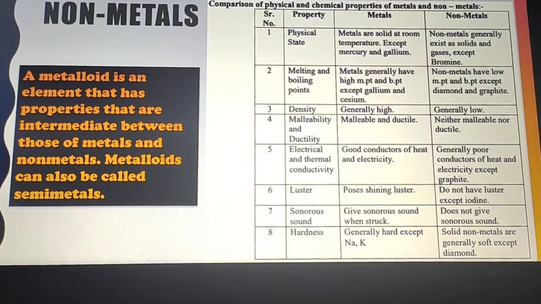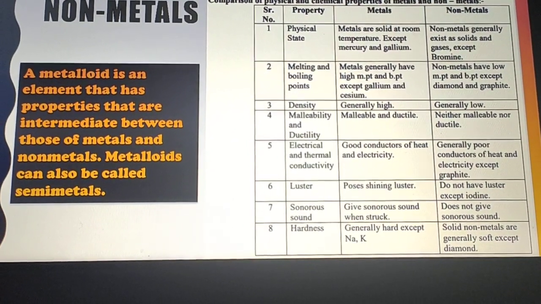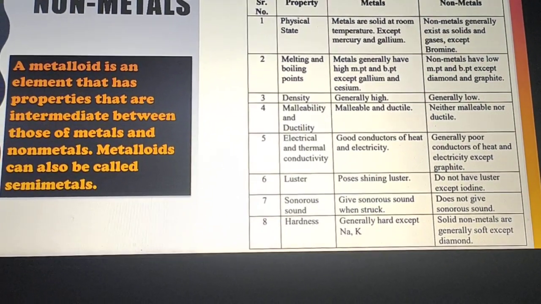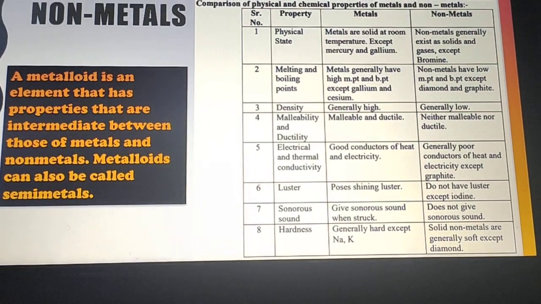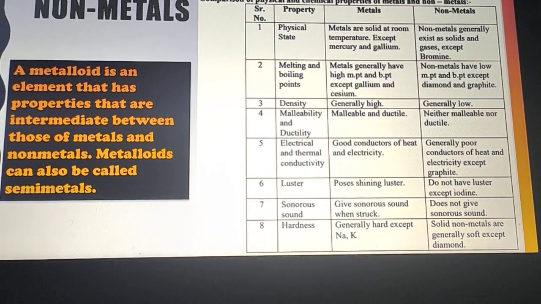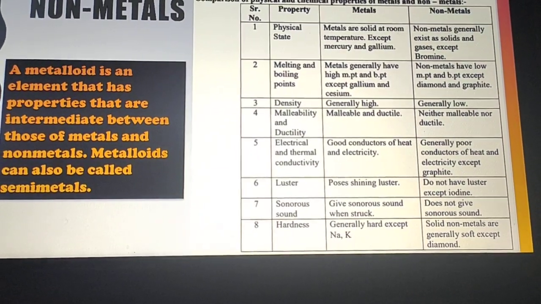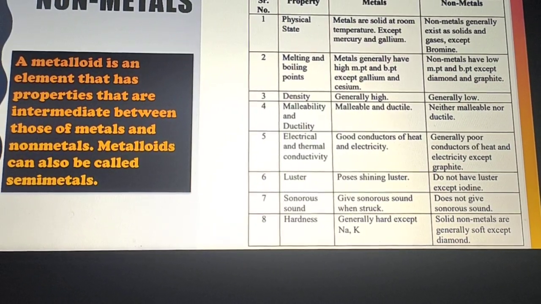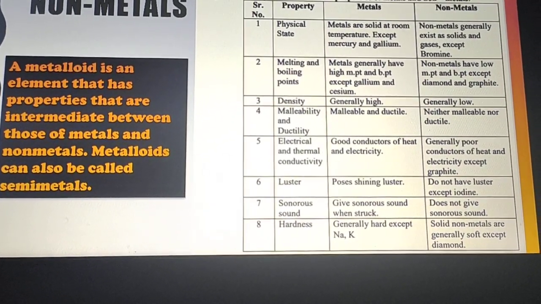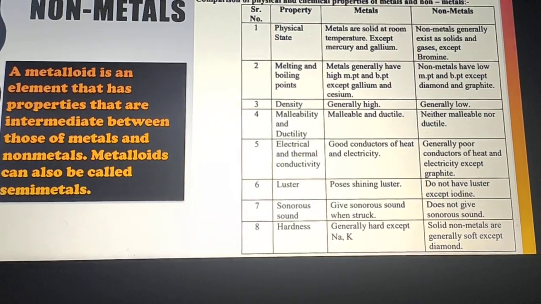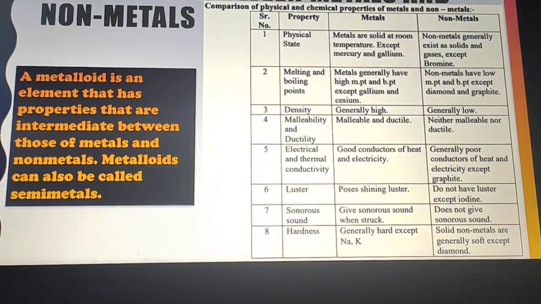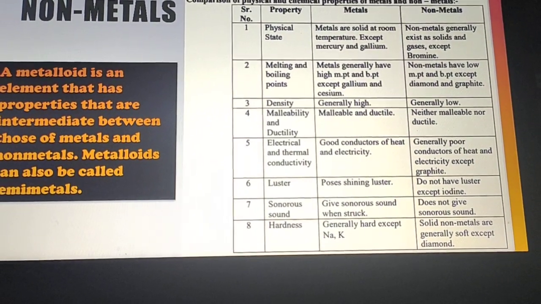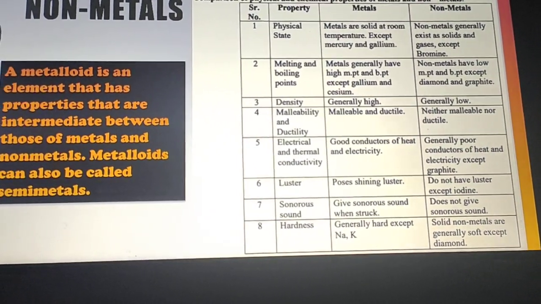Electrical and thermal conductivity. Metals are good conductors of heat and electricity. Non-metals are generally poor conductors of heat and electricity except graphite. Lustrous means shininess. Metals possess shining luster and non-metals do not have luster except iodine. So iodine is the only non-metal having lustrous property. Sonorous: metals give a sonorous sound when struck, non-metals do not. Hardness: metals are generally hard except sodium and potassium, both soft and highly reactive metals that can be cut with a knife. Solid non-metals are generally soft except diamond. Diamond is the hardest non-metal, and is one of the allotropes of carbon.